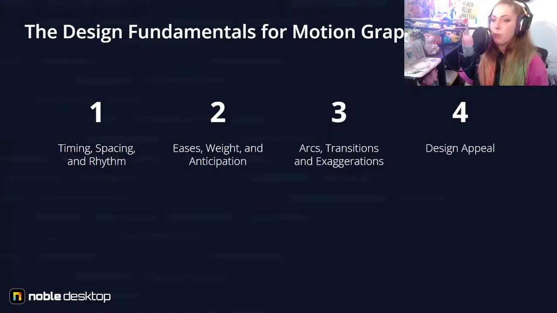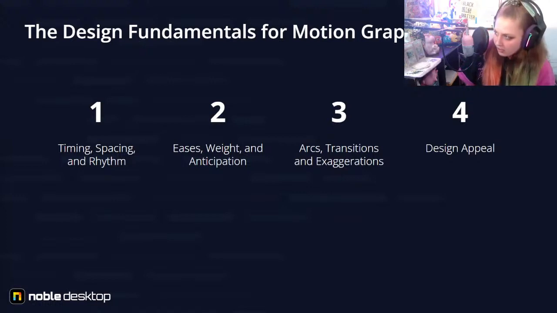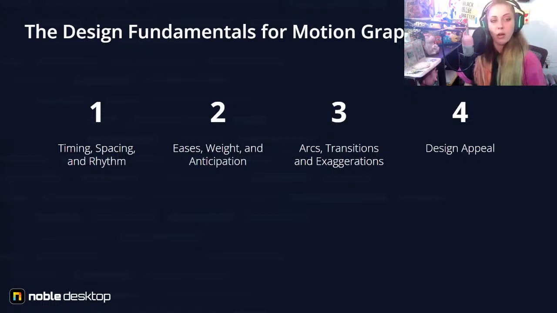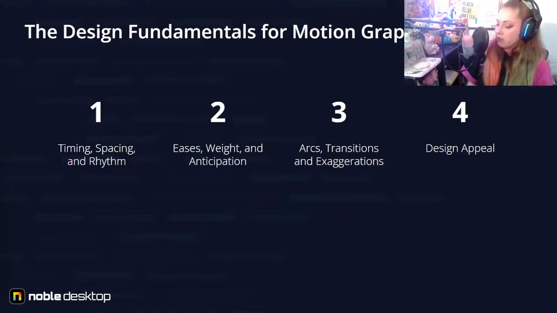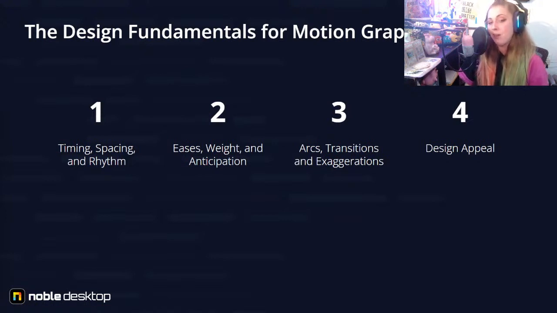So number one, we're going to be talking about timing, spacing, and rhythm. After that, we are going to be stepping in today with eases, weight, and anticipation. Number three, we're going to be talking about arcs, transitions, and exaggerations. And of course, number four, design appeal. What is going to make your design appeal to others and make people want to watch it?